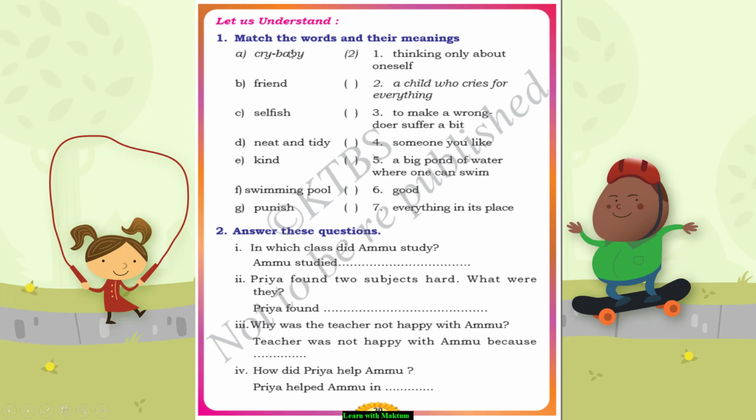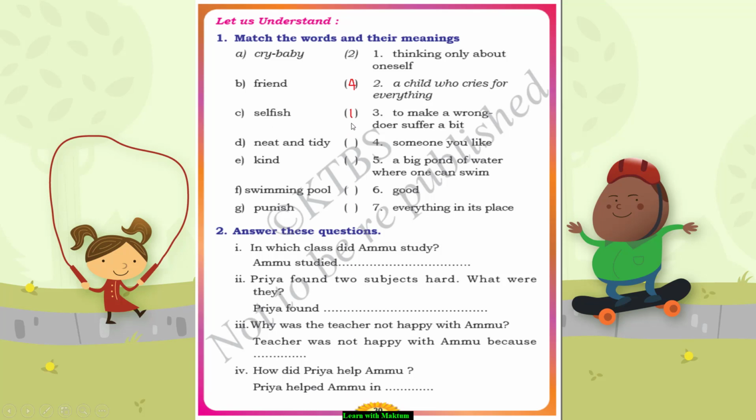Okay, here. Match the words and their meanings. Cry baby, they have given option 2. That is, a child who cries for everything is called a cry baby. Next one is friend, which is the correct answer here. Friend is the fourth one. Someone you like. Someone you like, you go and talk with him, so he will become your friend.